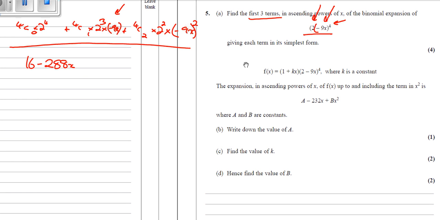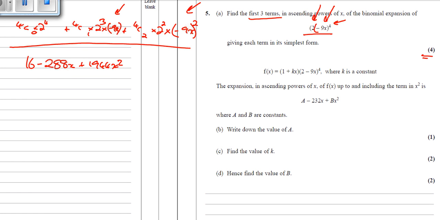And then what we've got to do is simplify this one here. And that gives us plus 1,944x squared. And that's that. So that's how we get the 4 marks for that one.